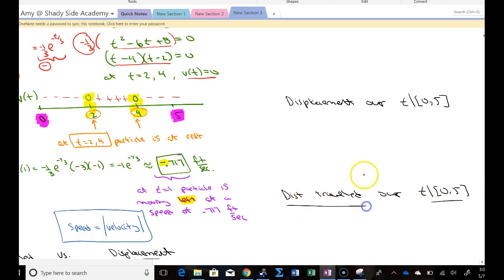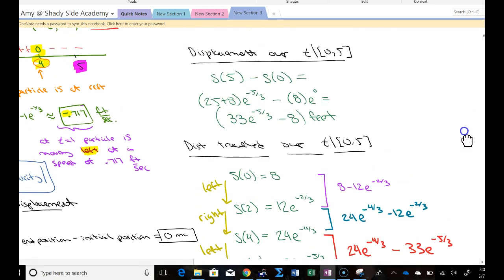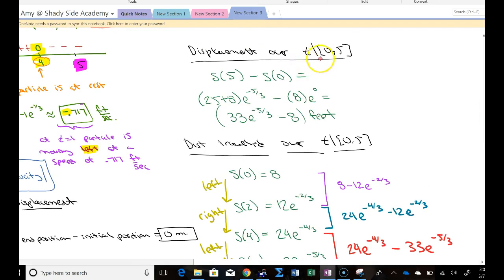Okay, go ahead, you do that first, and let's see if you can replay me. Maybe you're working with someone here, but for distance traveled, you want to take into account all these changes in position. Go ahead and think it through, then replay me. Okay, displacement's easy, right? Displacement from 0 to 5 is just the position at 5, end time, minus position at 0, beginning time. You just plug in 5 and 0 into the position function, and we get this. Without a calculator, you leave it like that.